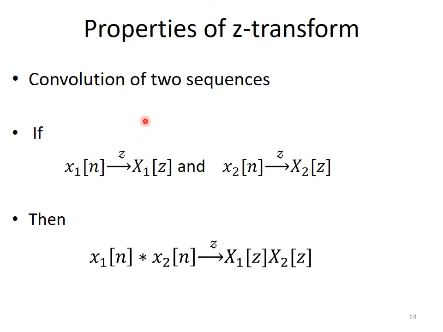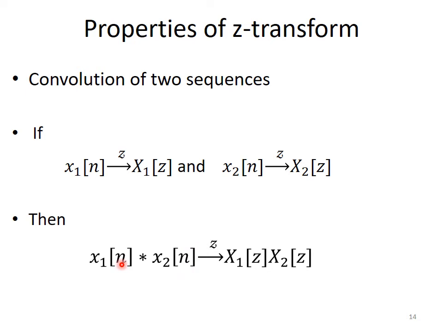Now we have studied convolution of two sequences in the time domain, and we know how hectic it is. We have to repeat these steps several times until there is no overlapping between two signals or between two systems. In the z domain, however, it is very simple, right? So if x1 of n is a signal and x2 of n is another signal, and we want to find out the convolution of these two signals, then first we need to convert them into the z domain, that is x1 of n is transformed into X1 of z, and x2 of n is transformed into X2 of z.